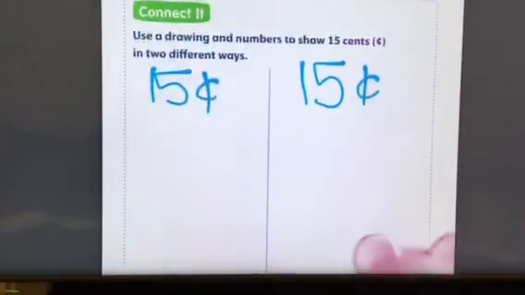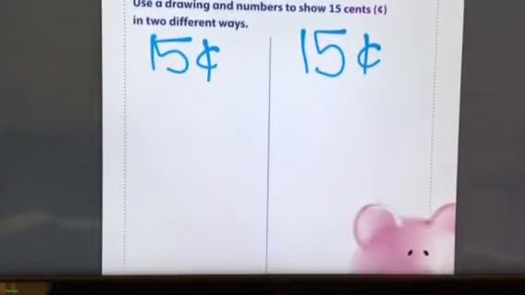So what do you think you could use to get to 15 cents on this page? Pennies. And how many pennies would you need to get to 15 cents? 15. If you said 15 pennies, you are correct. So what you're going to do is draw 15 circles. Make them big enough, please, so that you have a 1 and then the cent sign in there also. So you're going to need 15 of those to show 15 pennies.